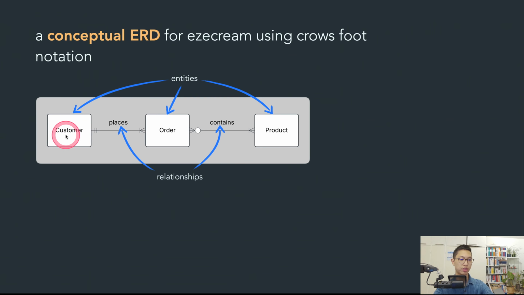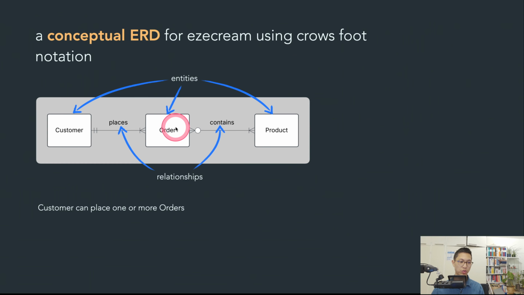And you can see there are some notations here. Let me zoom in here to show you. Actually, you cannot see when I'm zooming in. So customer can place one or more orders. So this crow's foot means more or many. So we have a customer can place one or more orders.